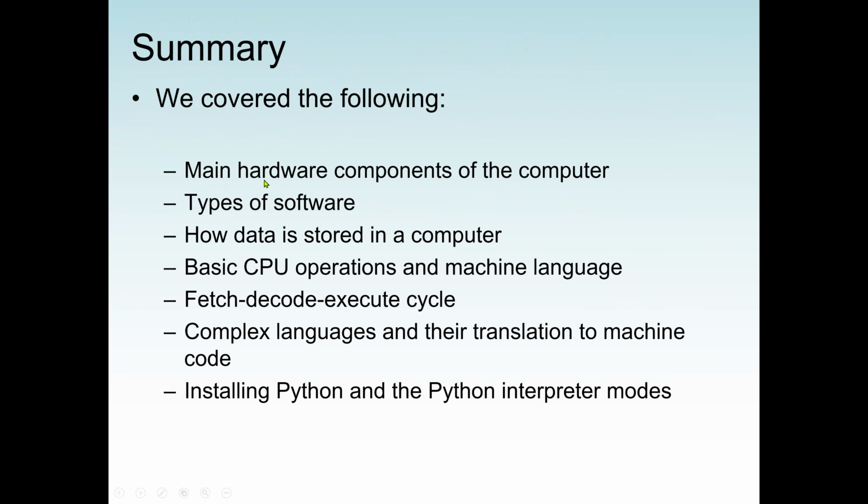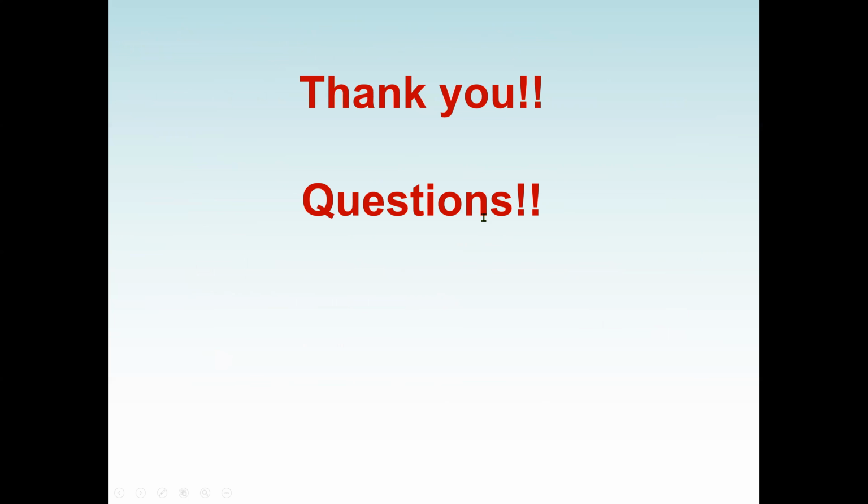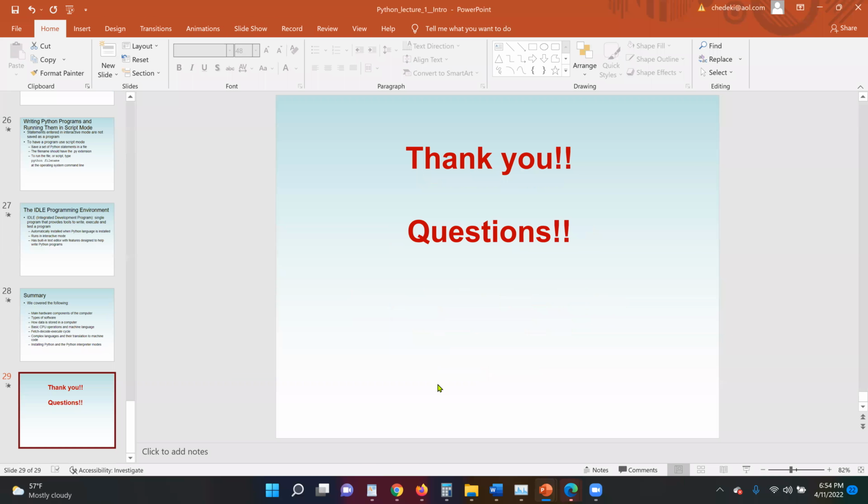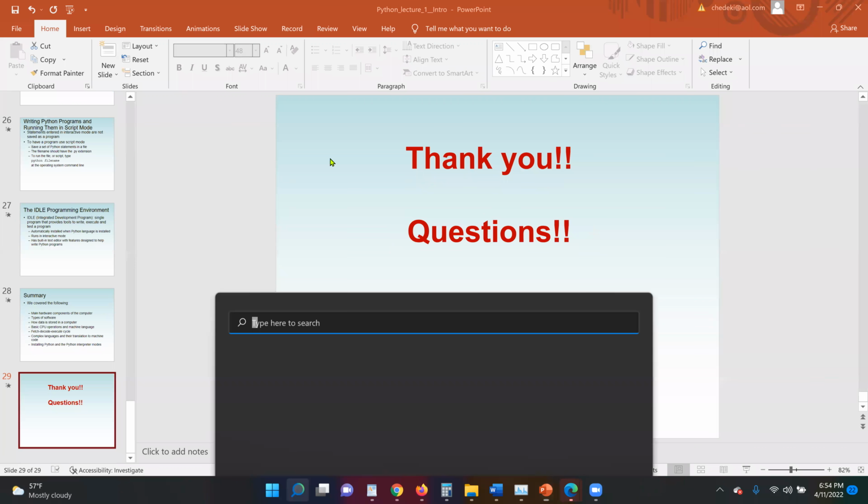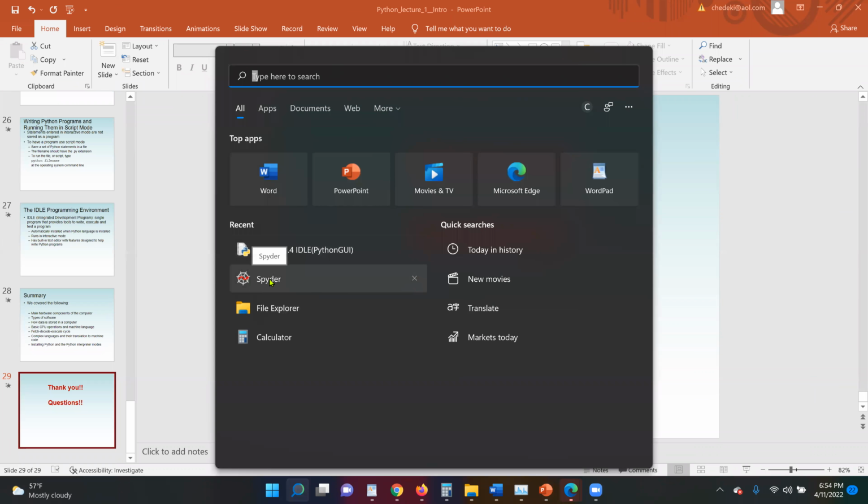We covered the basic terminology in computer systems: what is hardware, software, what is a computer, and also how data is stored in the computer. We also discussed the hardware components such as the CPU, memory, storage devices, etc. Now, before we leave, in the lab we are using Python, but it's up to you, you can also use Anaconda or Spyder. I have Spyder here, and we will do this in class.